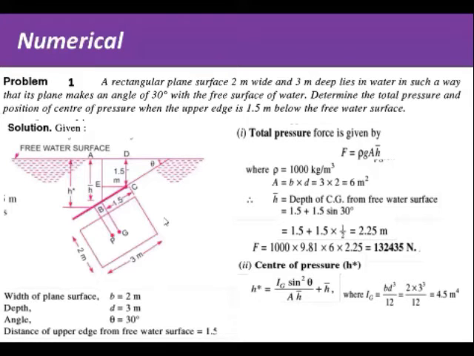So you can put all these values. H star equals 4.5 into sine square 30 divided by the value of A, which is 6, into h bar, which is 2.25, plus 2.25. Answer comes out to be 2.333 meter.